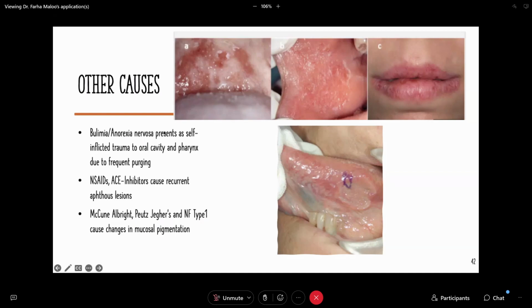This recurrent purging will also cause various nutritional deficiencies, and the patient may also present with dried, cracked lips. Drugs like non-steroidal anti-inflammatory drugs or the angiotensin converting enzyme inhibitors will cause recurrent aphthous ulcer formation in the tongue. Other syndromes like McCune-Albright syndrome, Peutz-Jeghers syndrome, and neurofibromatosis type 1 can cause increased mucosal pigmentation in the oral cavity.